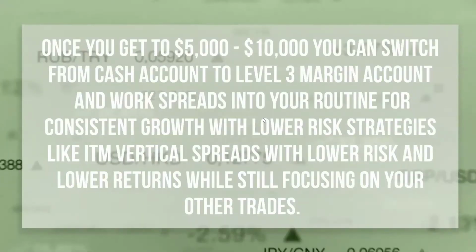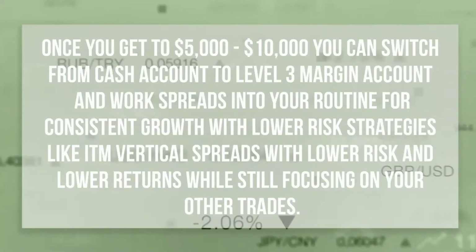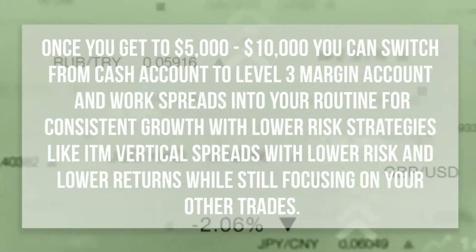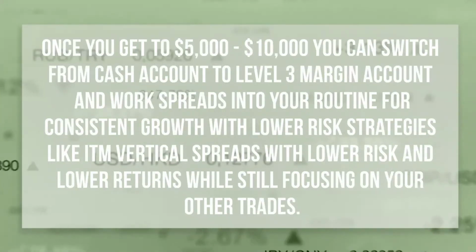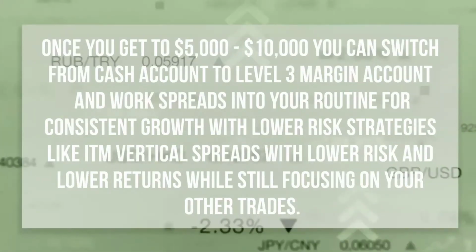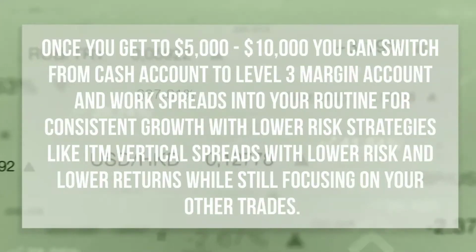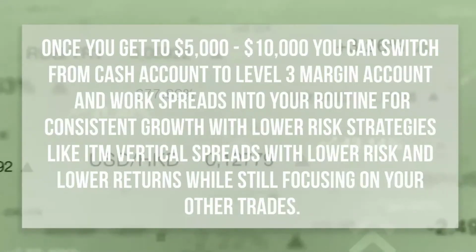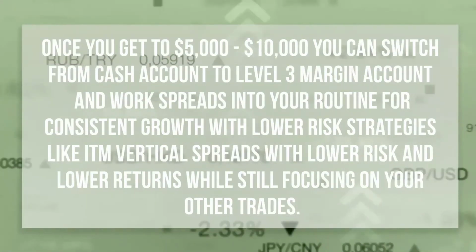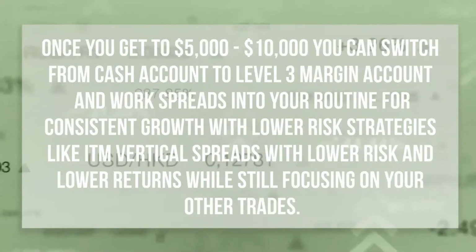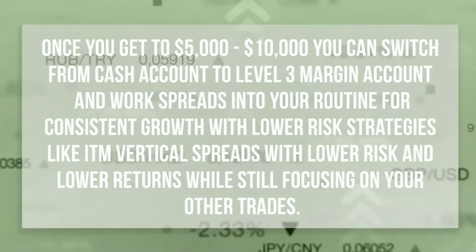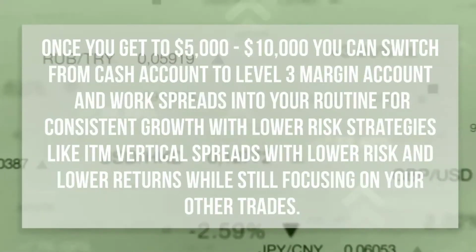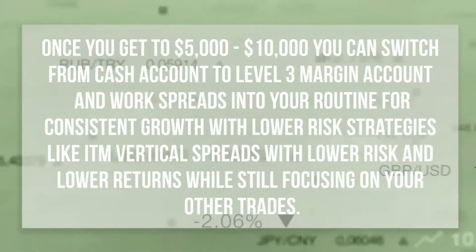Okay, now once you get to a $5,000 to $10,000 account, you can switch from a cash account to a level 3 margin account. Because this is what's important, guys. You know we have a strategy that we like to use called paycheck trades. That's in the money vertical spreads, sometimes out of the money vertical spreads. Once you get your account to $5,000 to $10,000, you can switch your cash account to a margin level 3 account and work spreads into your routine for consistent growth with lower risk strategies, like an in the money vertical spread, with lower risk and lower returns while still focusing on your other trades.